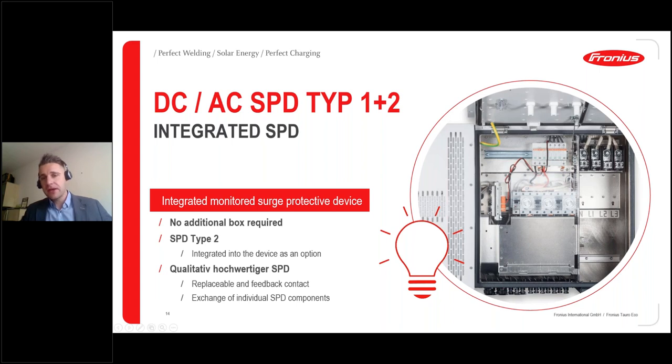And we have got a feedback contact on our data communication unit, which sits here. That means if there is a triggering, if there is an alert, if there is overvoltage, you will get immediate information and a notification in your Fronius Solar Web portal, and you can react immediately. And an exchange, of course, is easily possible. You do not need, for example, to exchange the entire device. The Tauro is constructed to really have component exchange, and also the DC SPDs can be exchanged on site.